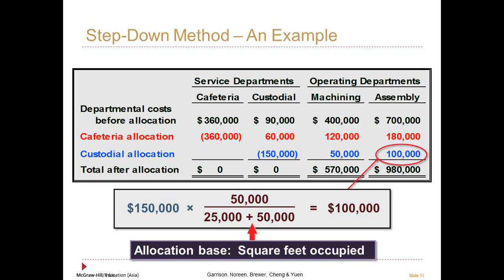Next, we multiply the allocation percentage times the service department cost. To allocate custodial costs to assembly, we multiply 66 2/3% times 150,000 and get $100,000. The sum of the costs assigned to assembly, which is $100,000, and machining, $50,000, is equal to the total costs assigned from the custodial department, $150,000.